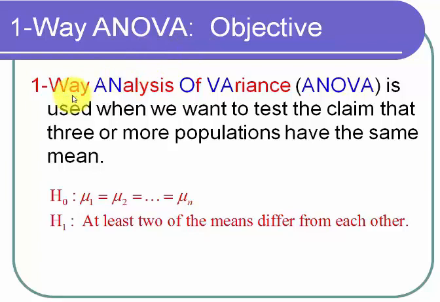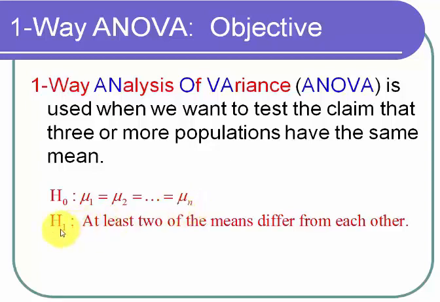So analysis of variance is what ANOVA stands for. And it's used when we want to test the claim that 3 or more populations have the same mean. The null hypothesis, H naught, will be that all the means are the same. Mu1 equals mu2 equals mu3, all the way to the last one equals mu n.